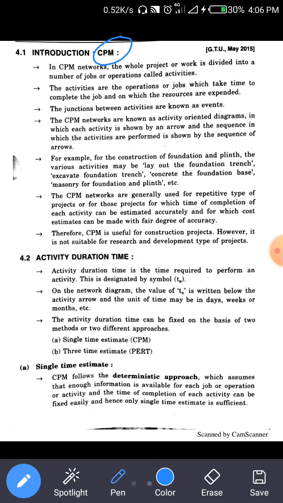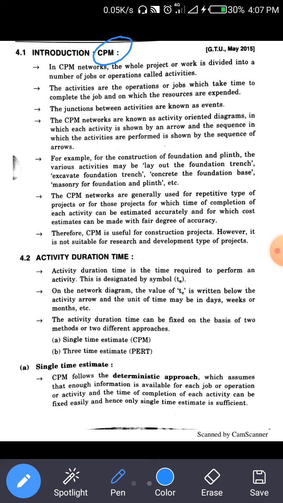So here we construct a 2 BHK bungalow or 3 BHK bungalow, and we divide the entire work into a number of jobs or operations. These jobs or operations are called activities. Different activities take different times to complete, and the resources required are also different for each activity.